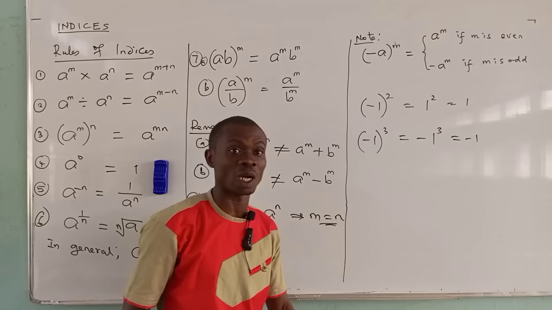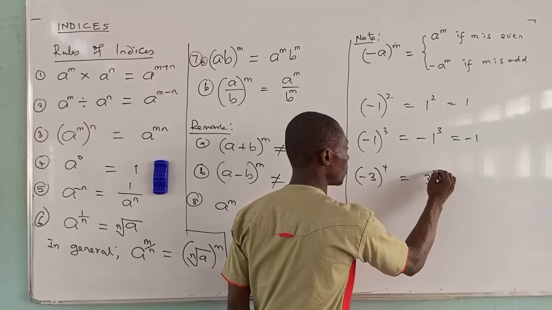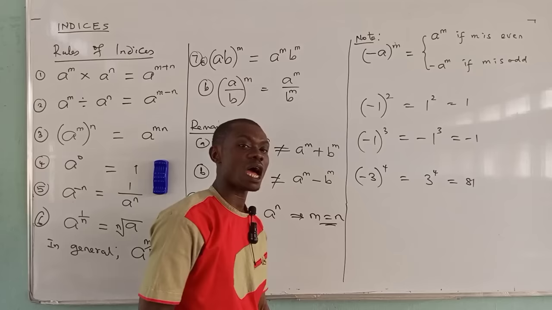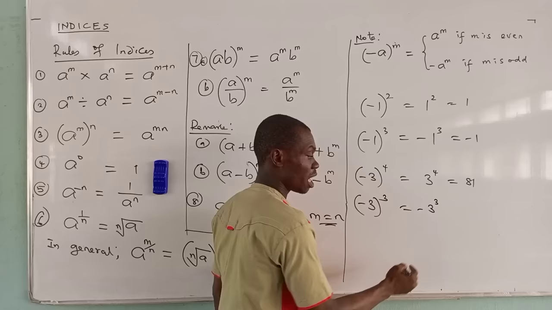And 1 raised to power 3 is 1, which will give us minus 1. And that holds for any number at all. If you have negative 3, say, raised to power of, let's say, 4, this is the same thing as 3 raised to power 4, because 4 is even, and this is going to give us 81. And, of course, if you have negative 3 raised to power 3, being an odd number, this is going to give us minus 3 raised to power 3. And 3 raised to power 3 is 27, so you get minus 27.